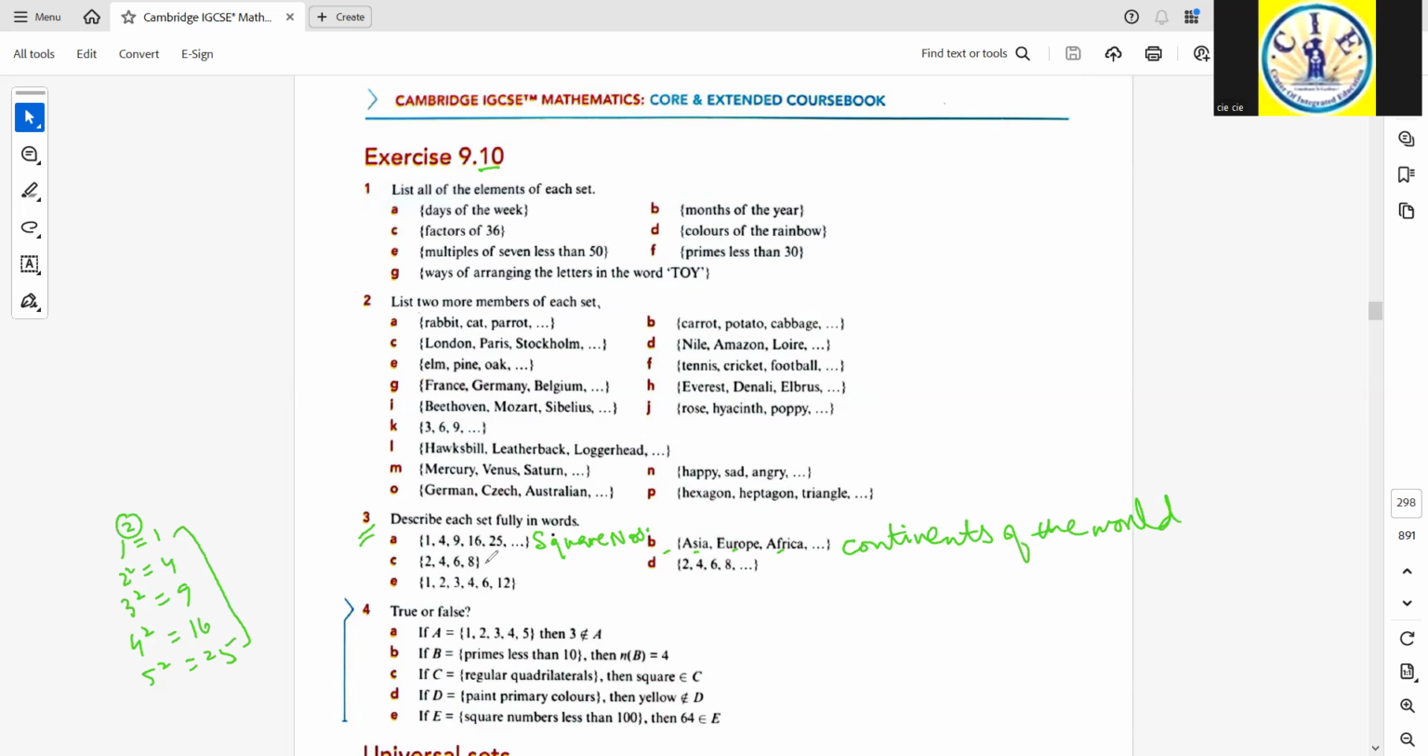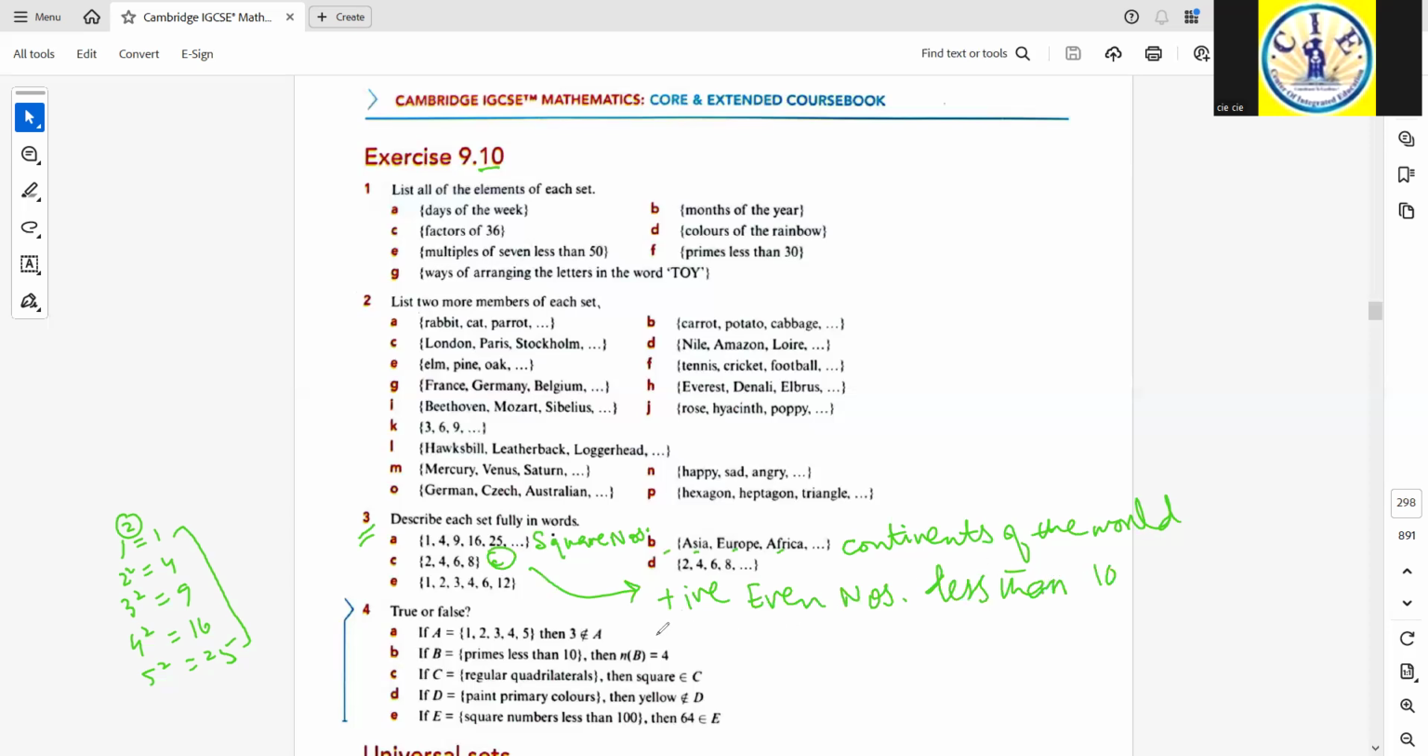These are multiples of 2 less than 10. We can also say that these are the positive even numbers less than 10. So we can describe it in two ways. Either you can say that positive even numbers less than 10.